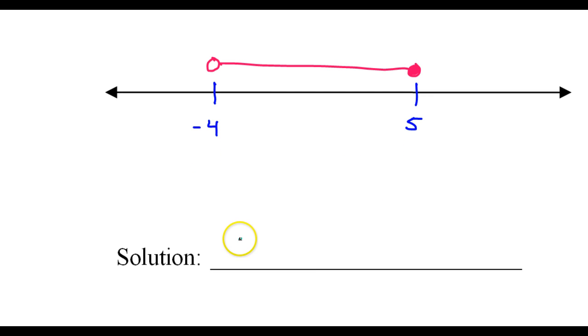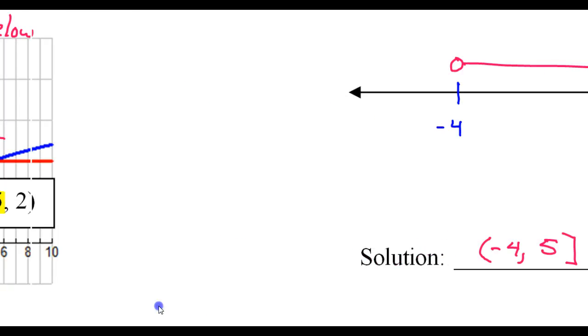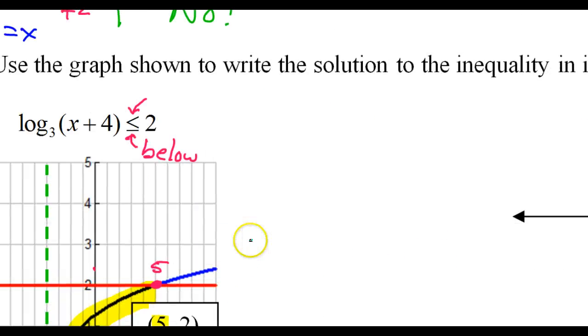Using interval notation, we would say round parenthesis, -4. All right, the round is the same as an open circle. And we will say a square bracket on the 5 because the square bracket means the same thing as a closed circle, including the 5, not including the -4, everything in between. So that is it. Okay, that's how you do number 10.